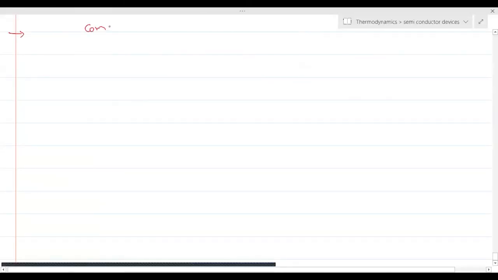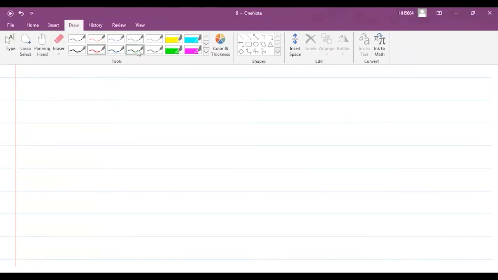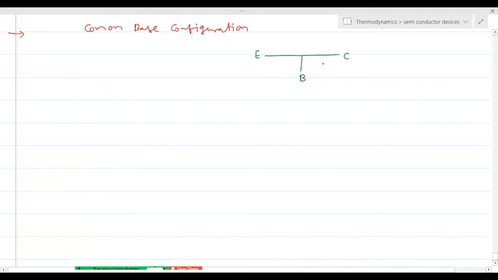Next I am taking common base. I will write the common base configuration. Very simply, you can understand. You need to draw the symbol with the base at the junction. The output is the collector, always remember, and this is the emitter. So clearly, we will write the input current.